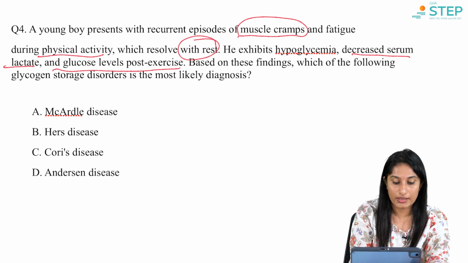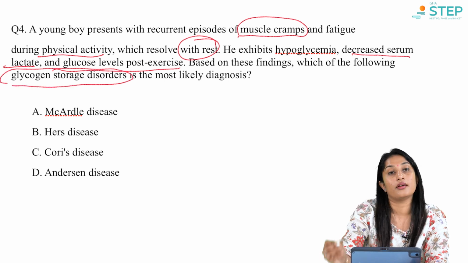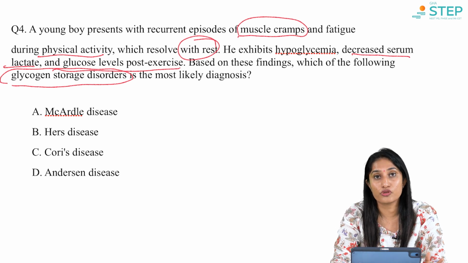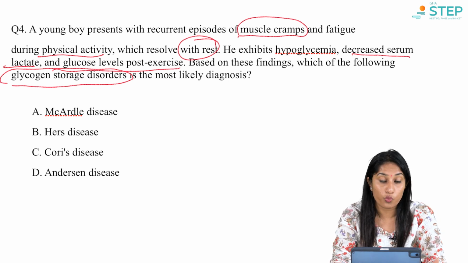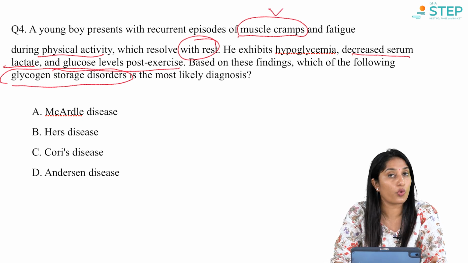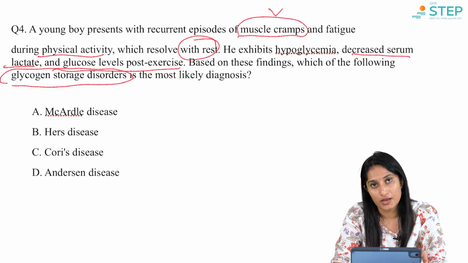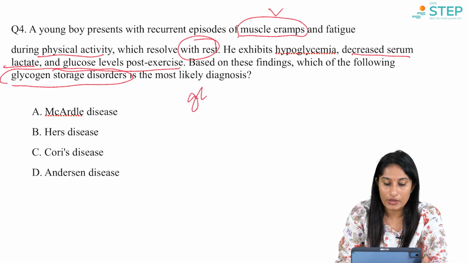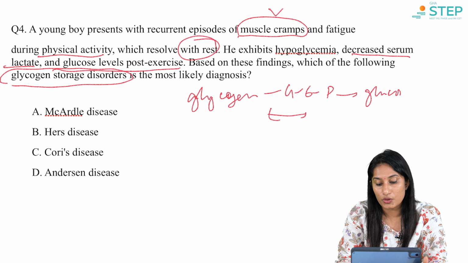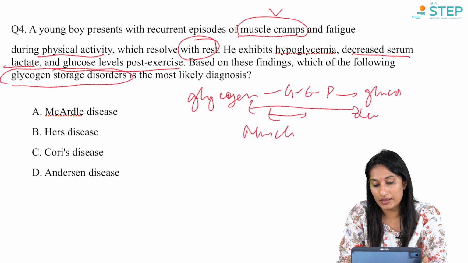Alright, so we know the hint is there in the question itself that this is a disorder of the glycogen storage. Okay, now what is the chief complaint? The chief complaint is muscle cramp. Now, what is glycogen? Glycogen is the storage form of a carbohydrate. So, glycogen will break down to glucose 6-phosphate and to glucose. So, this step we see in the muscle, this step we see in the liver.